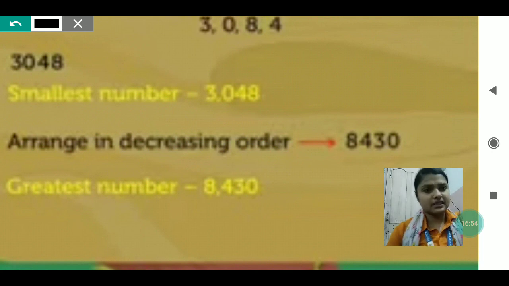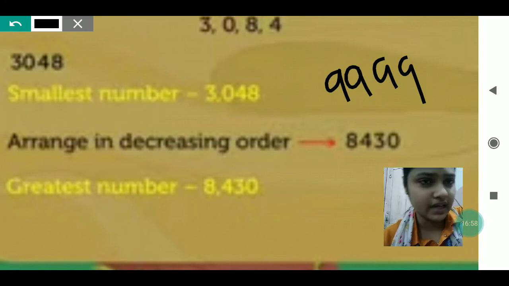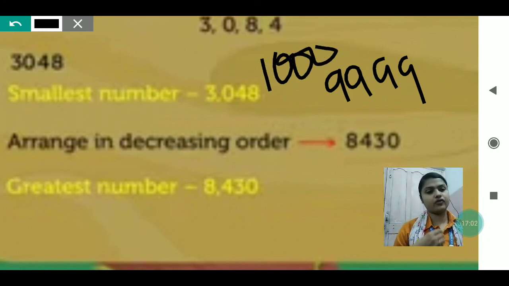The greatest 4-digit number is 9999, my dear. This is the greatest 4-digit number, and the smallest is this. But here by using these digits, you have to form the greatest and the smallest. So the smallest can be formed by arranging the digits from smallest to largest. When we have to write the greatest number by using these, we will arrange them in decreasing order, from the greatest to the smallest.